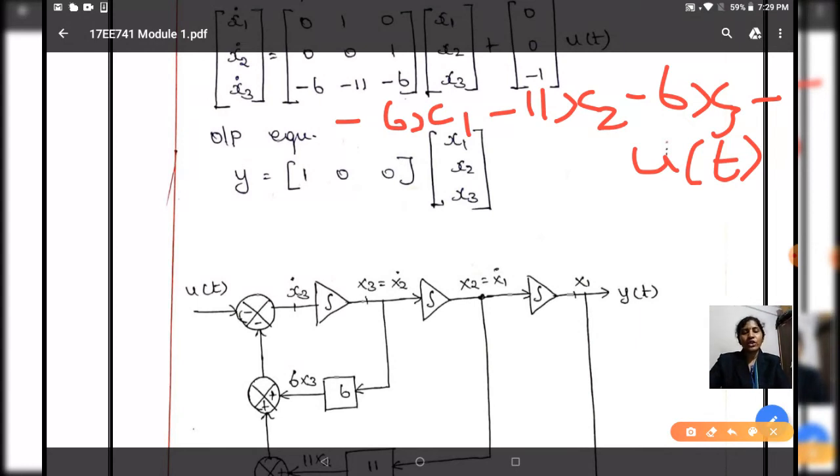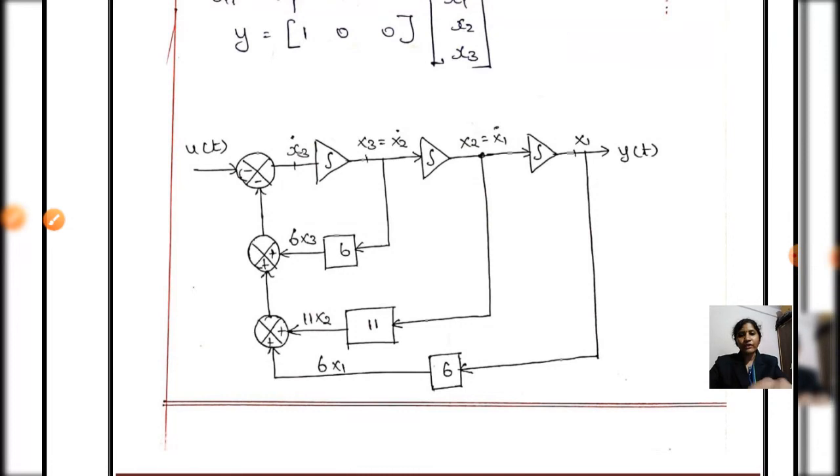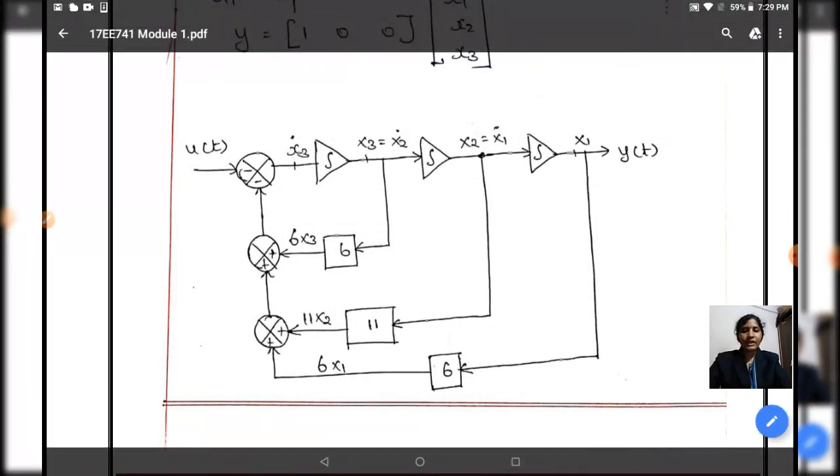So for this I need to draw my block diagram. When I draw my block diagram, along with x3, what is the coefficient? Minus 6. So I can take the feedback and connect it to the negative summing point. And what is the coefficient of your x2? The x2 coefficient is 11, so I can connect it to the negative symbol as well. Otherwise, all three are connected to your negative summing point along with u of t. This is how you need to draw the system block diagram for the representation of your differential equation. Thank you, students.